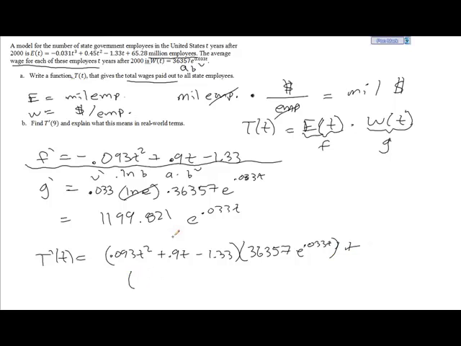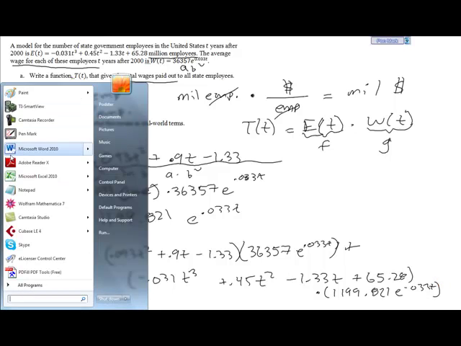plus f g prime, which is e of t, excuse me, negative 0.031 t cubed, plus 0.45 t squared minus 1.33 t plus 65.28, times my g prime, which is 1199.821 e to the 0.033 t. So now the challenge is often figuring out what this all evaluates to.